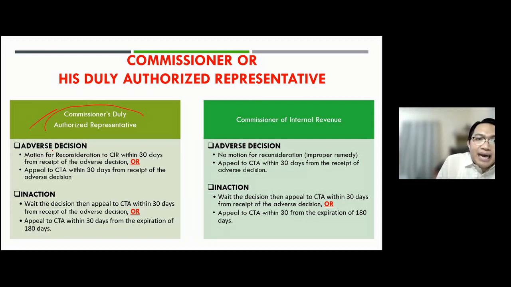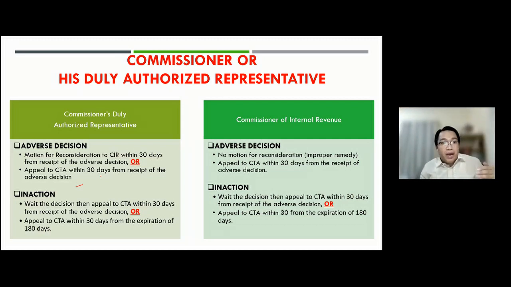If there is an adverse decision, you have the option to file a motion for reconsideration to the Commissioner of Internal Revenue or appeal to the CTA within 30 days. Okay? So yung authorized representative na nag-decide, pwede kang umakyat sa commissioner, mag-MR ka, mag-motion for reconsideration ka within 30 days. Allowed yan. Pero wag kang mag-motion for reinvestigation to the Commissioner of Internal Revenue. That is not allowed. Nakuha natin?